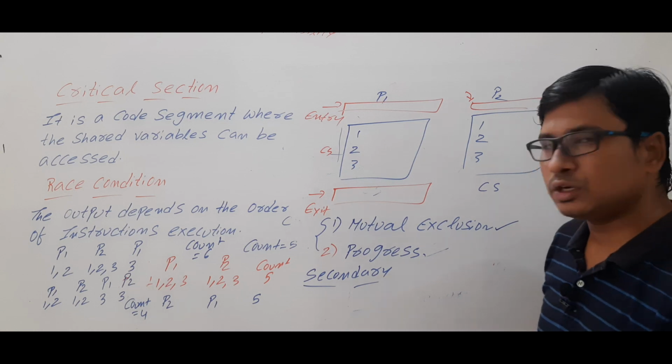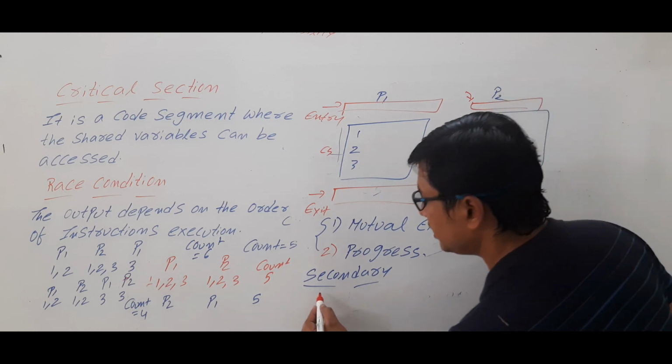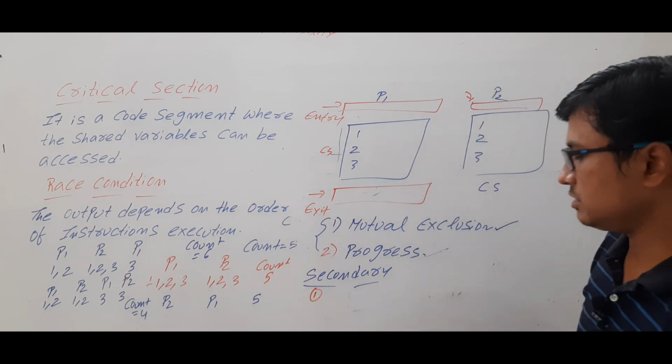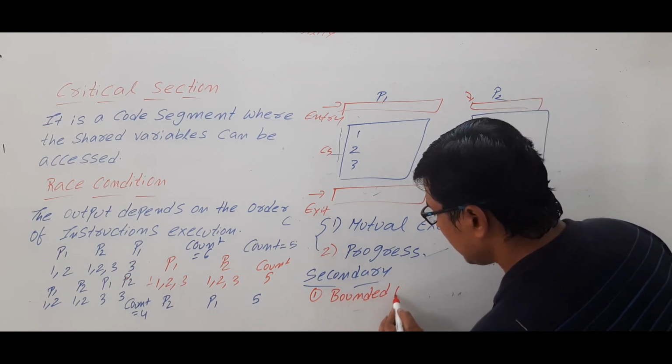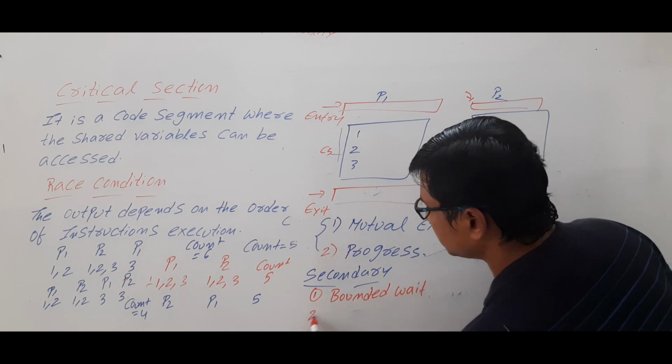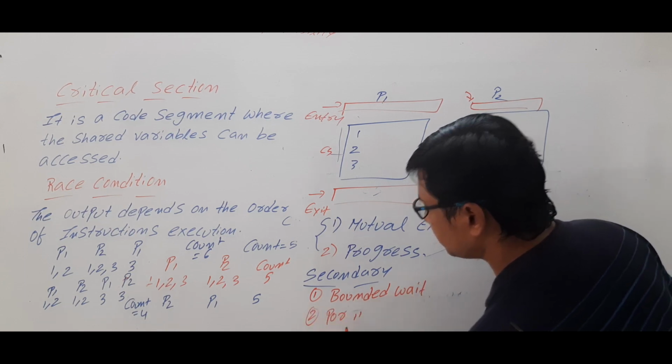And then we will have the secondary requirements, because these requirements are not compulsory, but however it should provide them. Now let me discuss the two secondary requirements of any process synchronization mechanism. One is bounded waiting, and another one is portability. Are you able to understand?